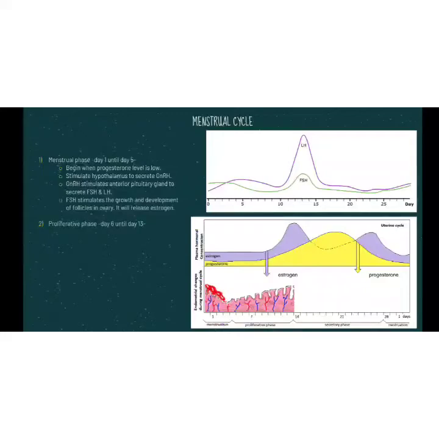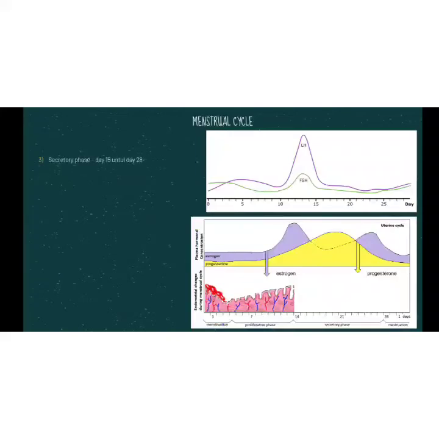The proliferative phase occurs from day 6 until day 13. That is the second phase in the menstrual cycle. So the estrogen repairs the endometrium with a network of blood vessels. As follicles mature, they secrete more estrogen, which stimulates the anterior pituitary gland to secrete LH. Ovulation occurs at day 14.